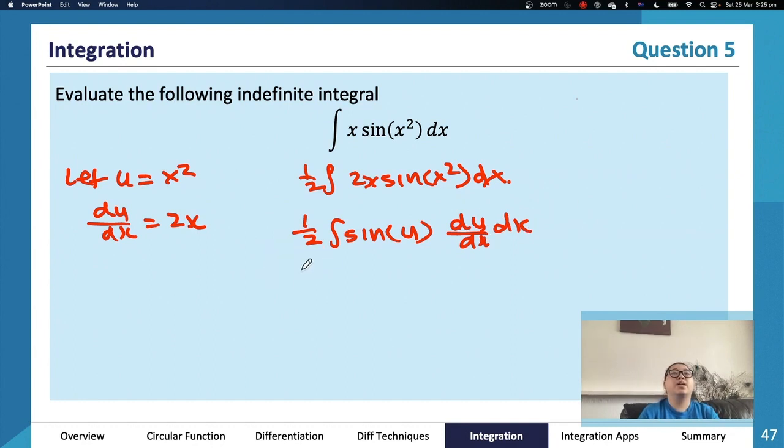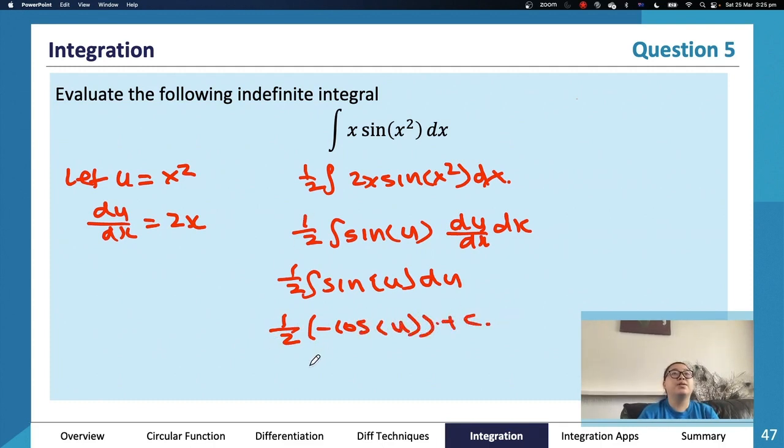So therefore we get a half of sine u du. Remember cos goes to negative sine, so if we anti-differentiate sine, it'll go to negative cos. So we'll have a half negative cos u plus c, and then we can substitute that back in. So we'll have negative a half of cos 2x plus c. Yeah, that's right, not cos 2x, cos x squared. Let me rub that out. Cos x squared plus c.